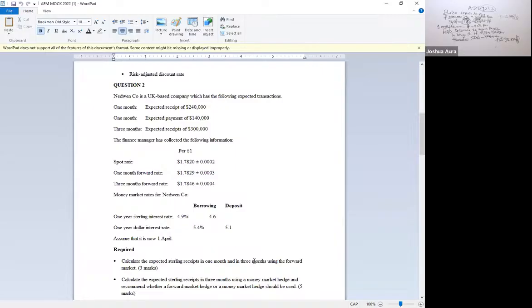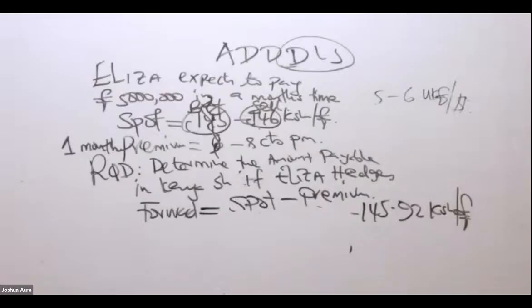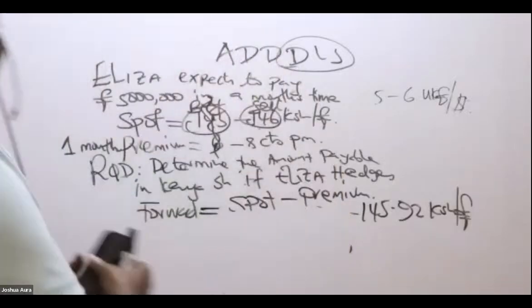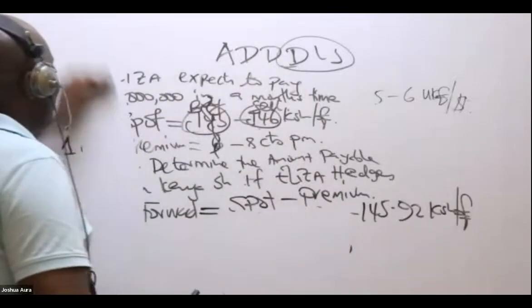Calculate the expected. So I'll write there 3 months. Let me start with 3 months forward rate. This exam is not even serious. So this is what I'll write there: 3 months forward rate.